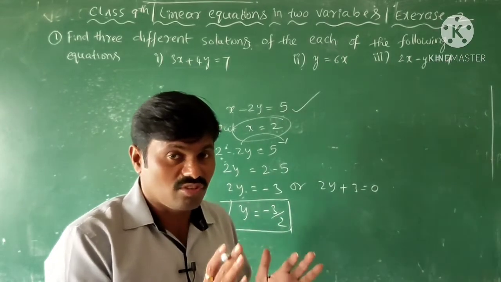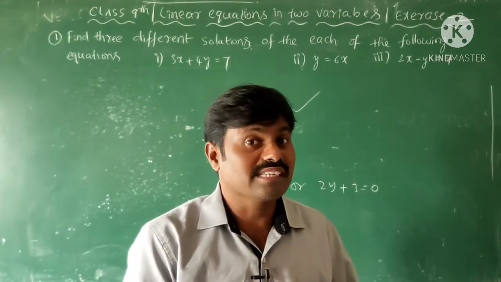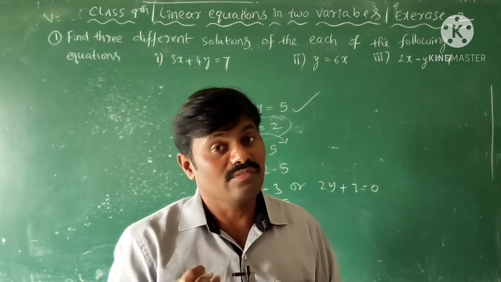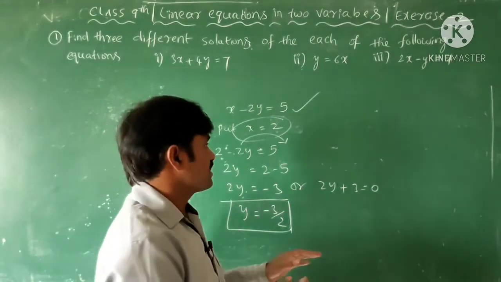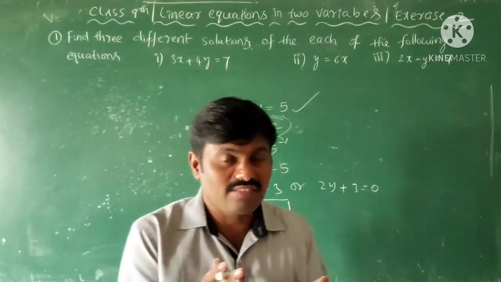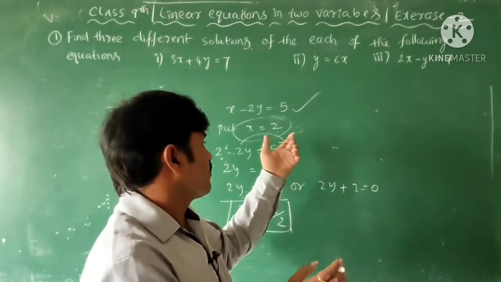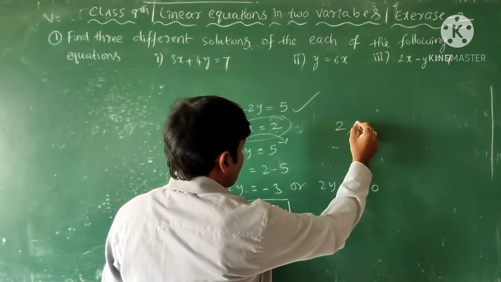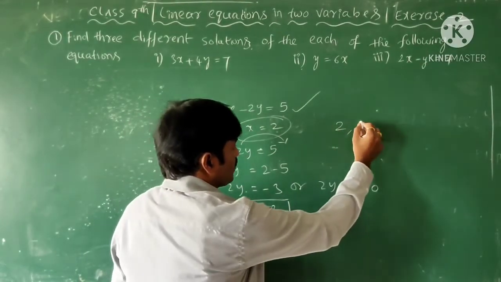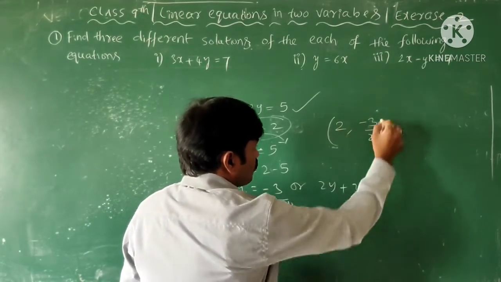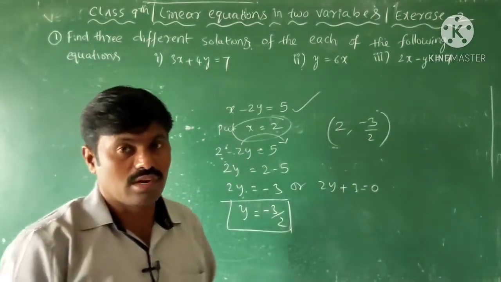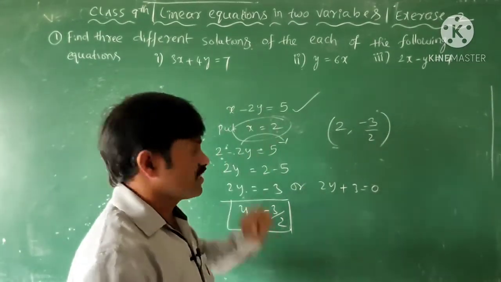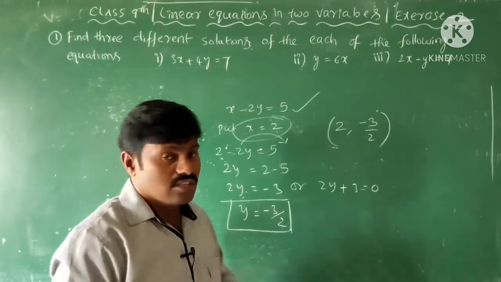If you want to define the solution of a linear equation, we must have the values of x and y. Then only we can say these values together are the solution of this equation. Now what does together mean? We have to write it in the form of an ordered pair. First we list the x value, next the y value. So 2 comma minus 3 by 2. Is it clear? Yes, this is the solution of this equation. So in this way we have to find it.